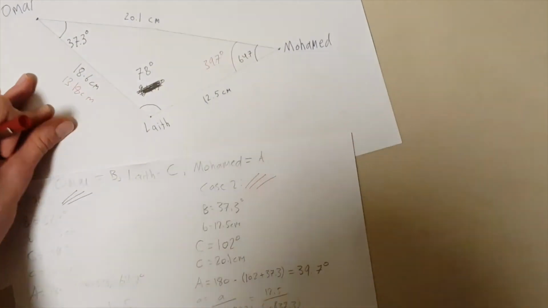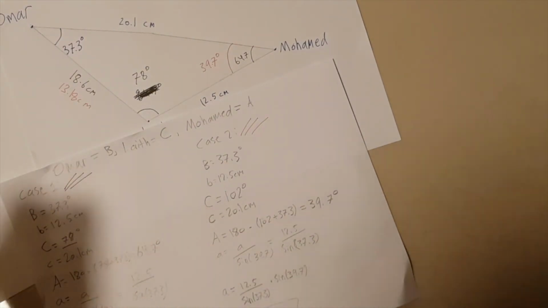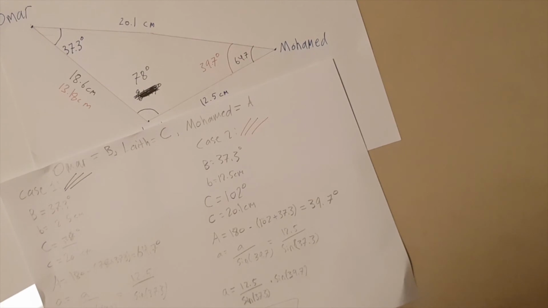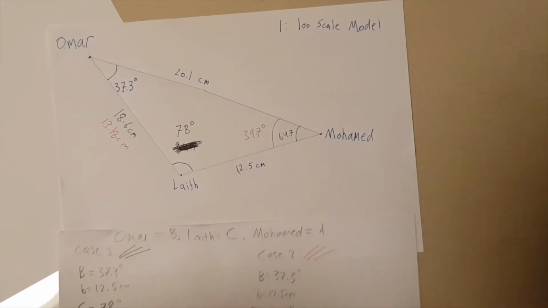Now the red measures are the measures of a different triangle that has the exact same measures as the one stated in the question. That's what's special about the side-side-angle triangle.